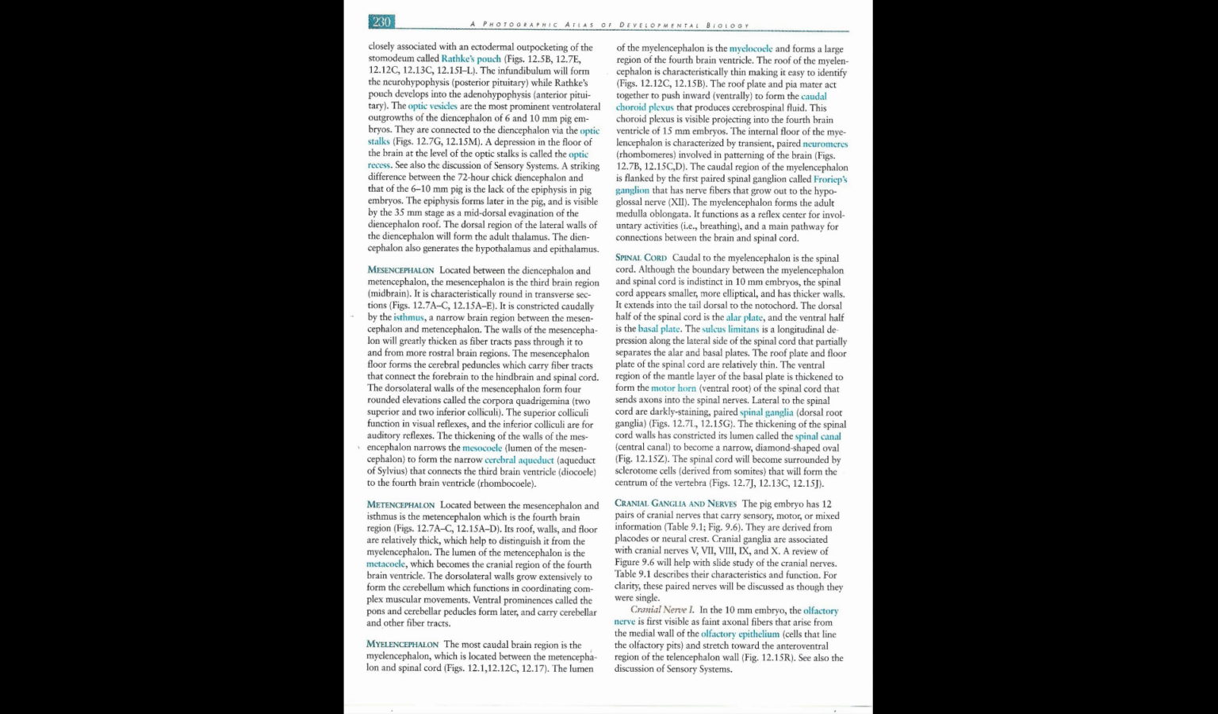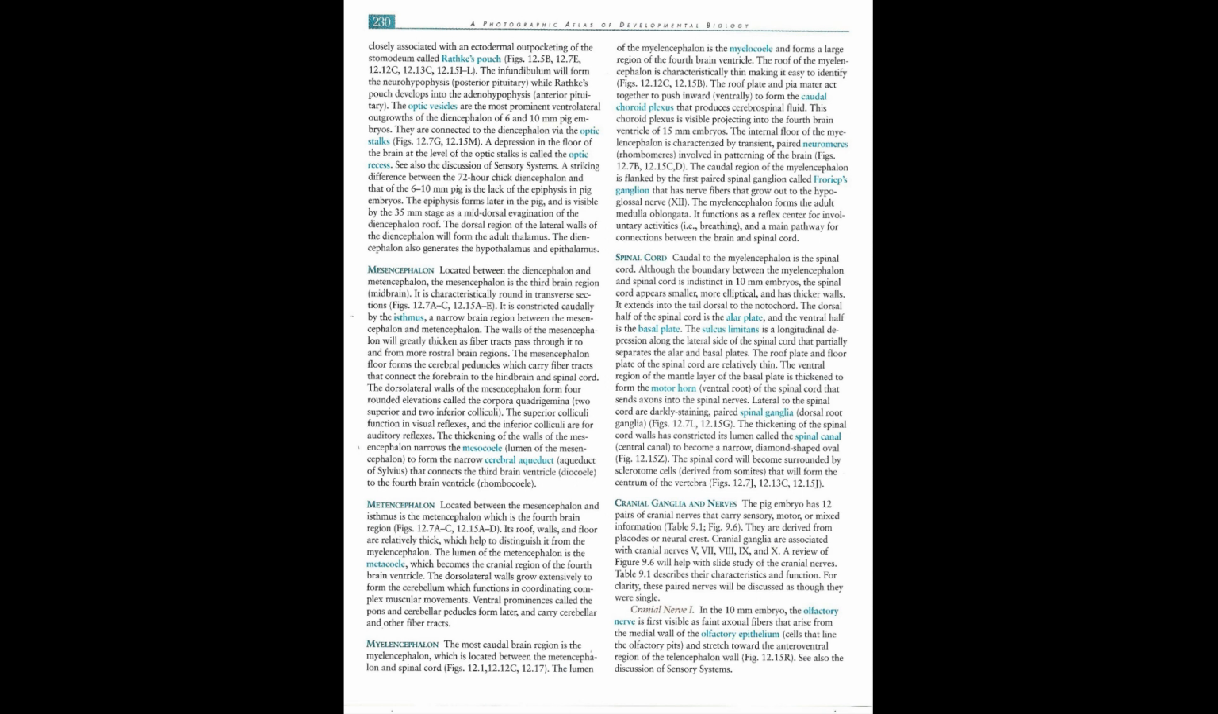Figs 12.7b, 12.15 C, D. The caudal region of the myelencephalon is flanked by the first paired spinal ganglion called Froriep's ganglion that has nerve fibers that grow out to the hypoglossal nerve, XII. The myelencephalon forms the adult medulla oblongata. It functions as a reflex center for involuntary activities, i.e., breathing, and a main pathway for connections between the brain and spinal cord. Spinal cord caudal to the myelencephalon is the spinal cord.